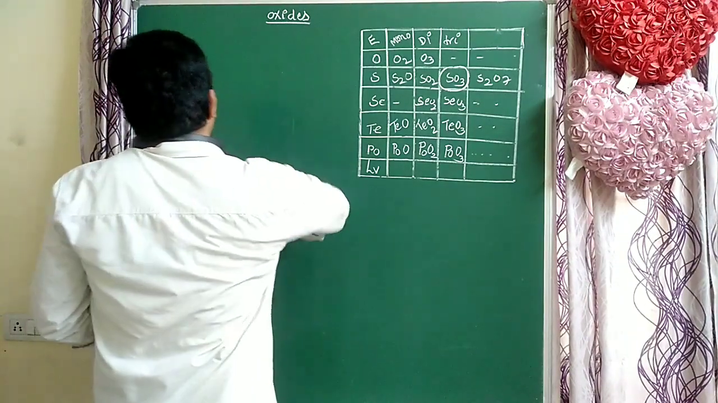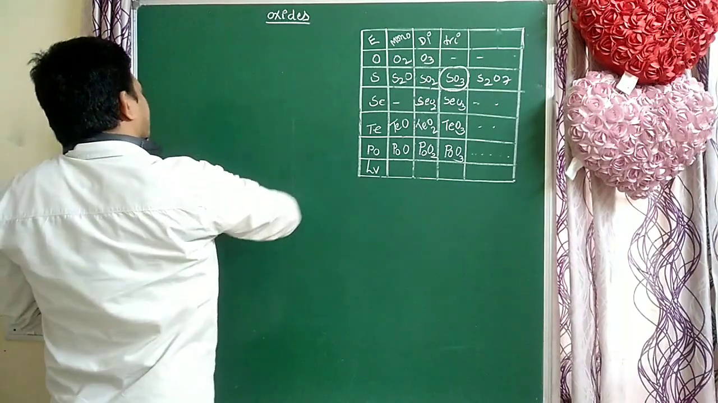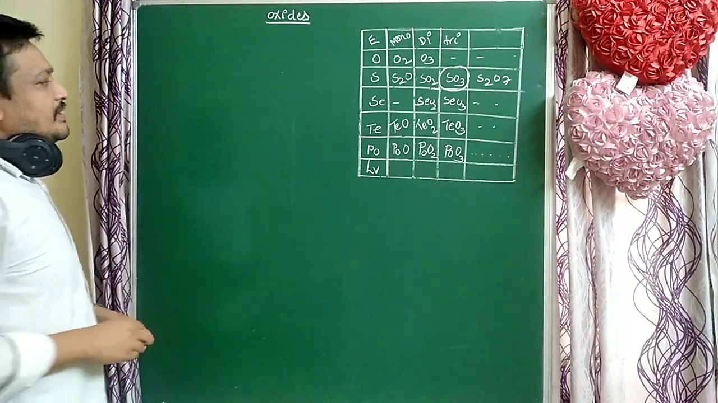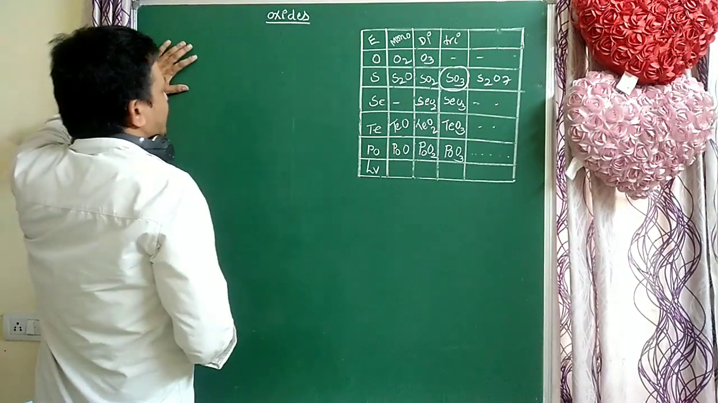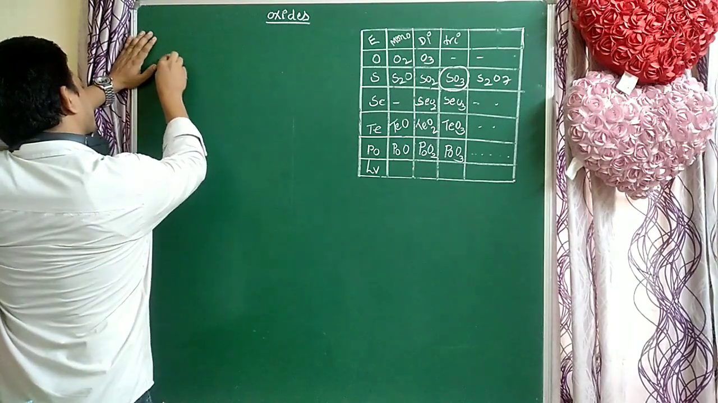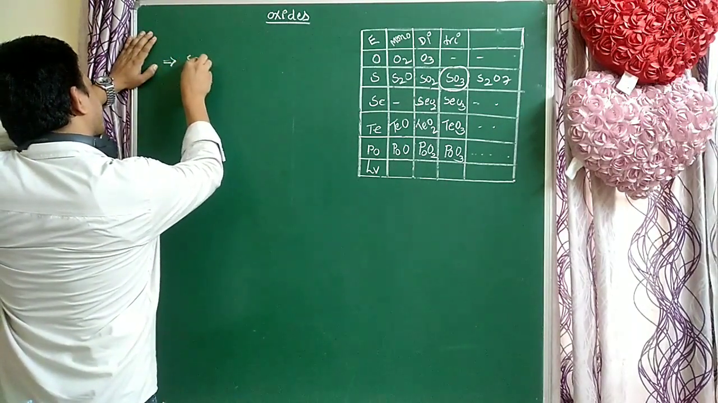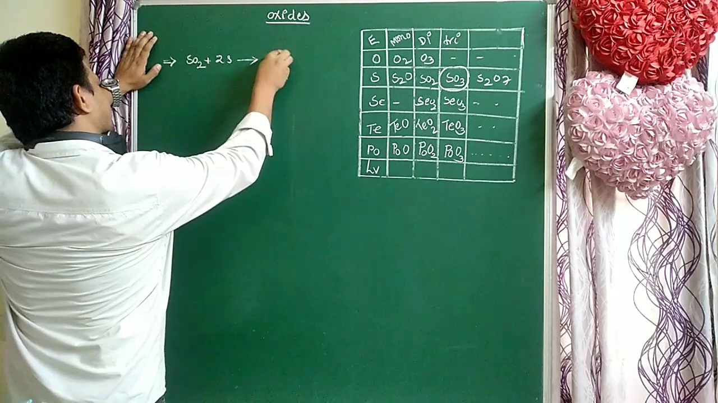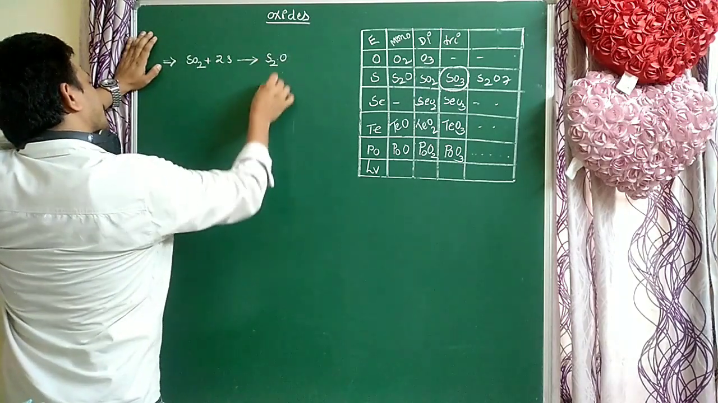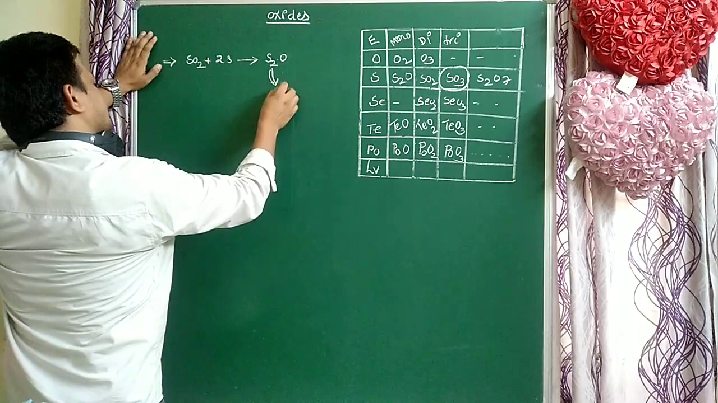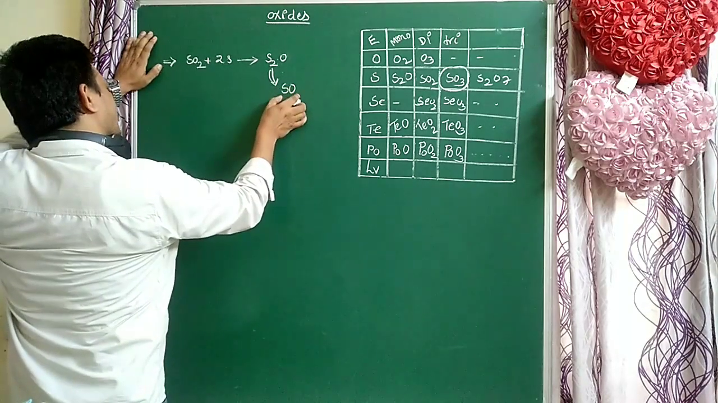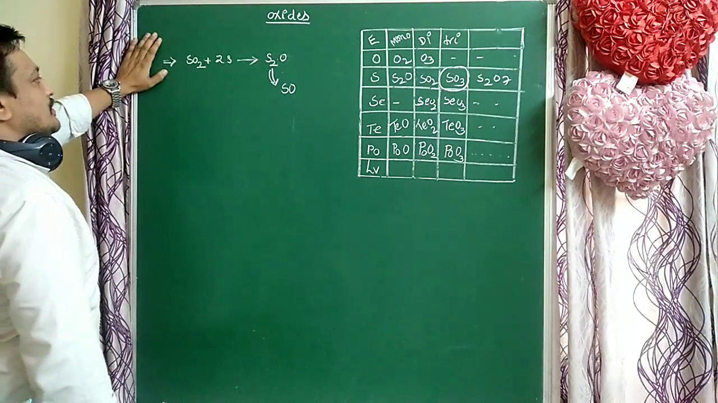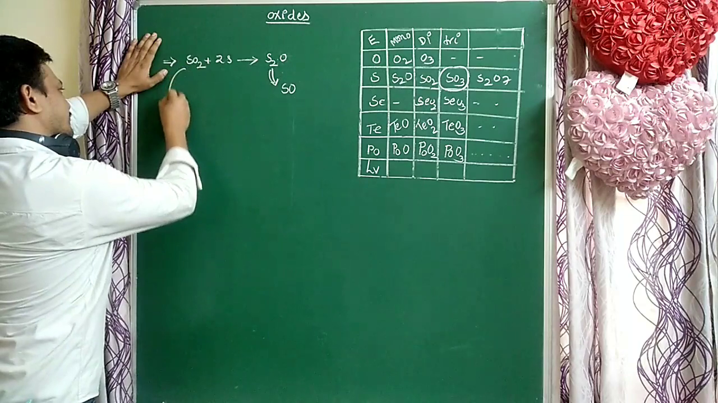Now, one by one. Monoxides: except selenium, the remaining elements can form monoxides. Sulfur dioxide reacts with excess sulfur to form sulfur monoxide. Recently this is written as SO, but this is the wrong representation. This is the correct representation for sulfur monoxide. It is very unstable.